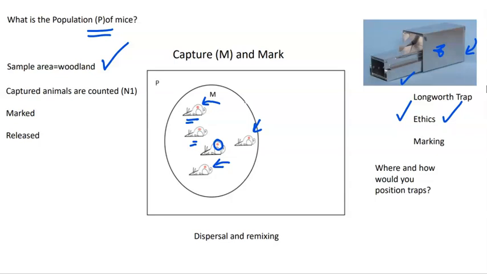So we capture our first sample, which is M, and we want to know what the numbers of mice are for that. So in my sample, that's 1, 2, 3, 4, and 5. So now I have 5 mice. I've marked them, and now I'm going to release them. And the release is important because the purpose of the release is to allow them to disperse, to move away, and to separate themselves again out into the forest area, and to allow them to remix with the entire population.